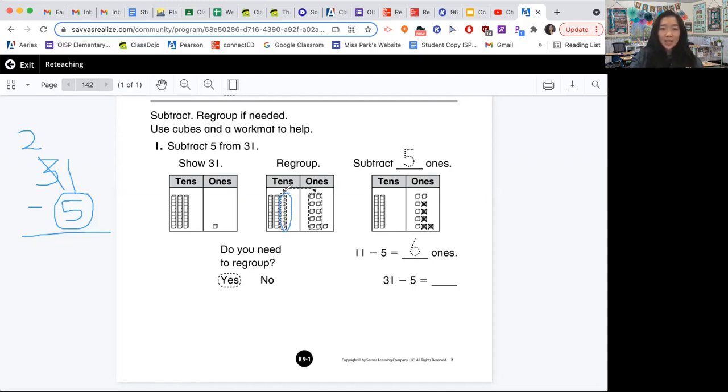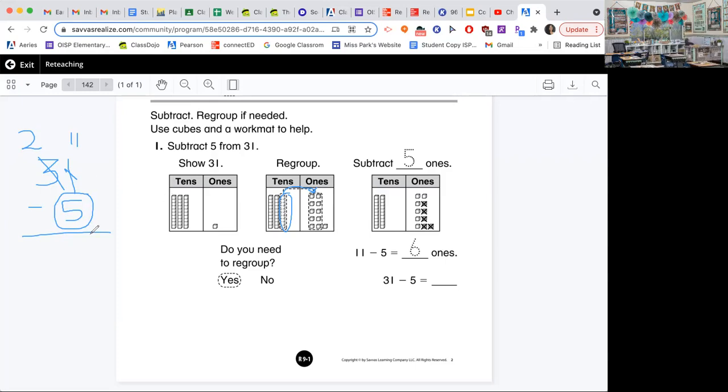We're going to take that 10, and it's not going to fit in the ones place unless it breaks apart. So we're going to break it apart into 10 individual pieces. And then there was one there. So the 1 plus 10 gives you what? 11. So now that we have 11 ones, we now have enough to subtract.